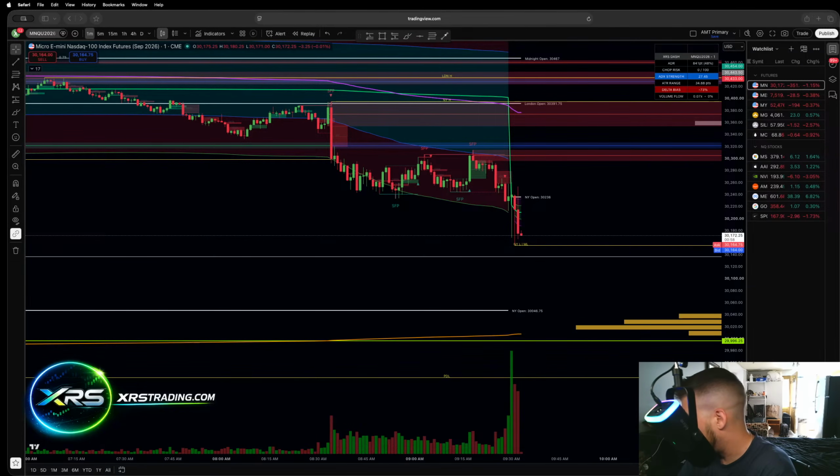At this point, I'm going to expect it to just come down and fill this HVN area. So 30,100, big pocket right there, which makes sense. So I would say that's the next target. We're right at the value area low for the 3-day composite volume profile. That's the level it stalled at.